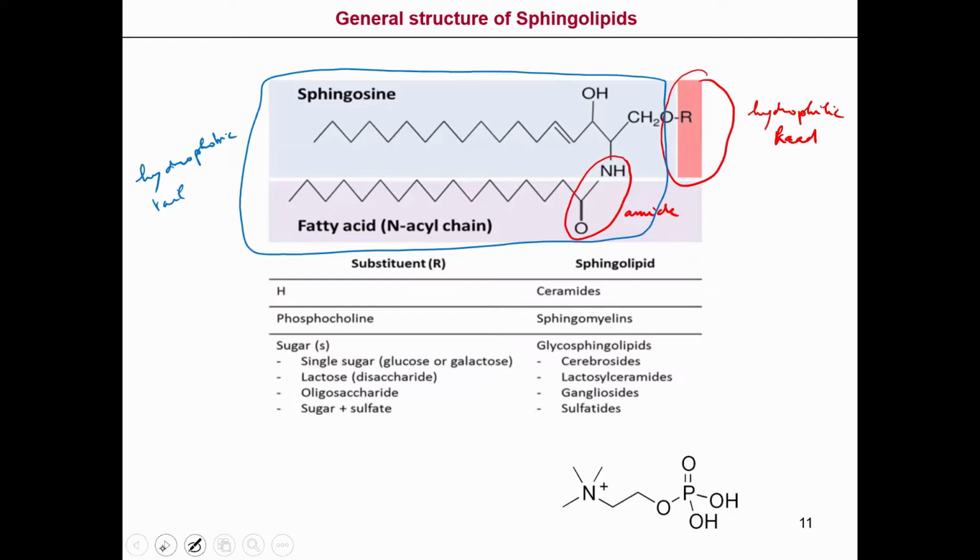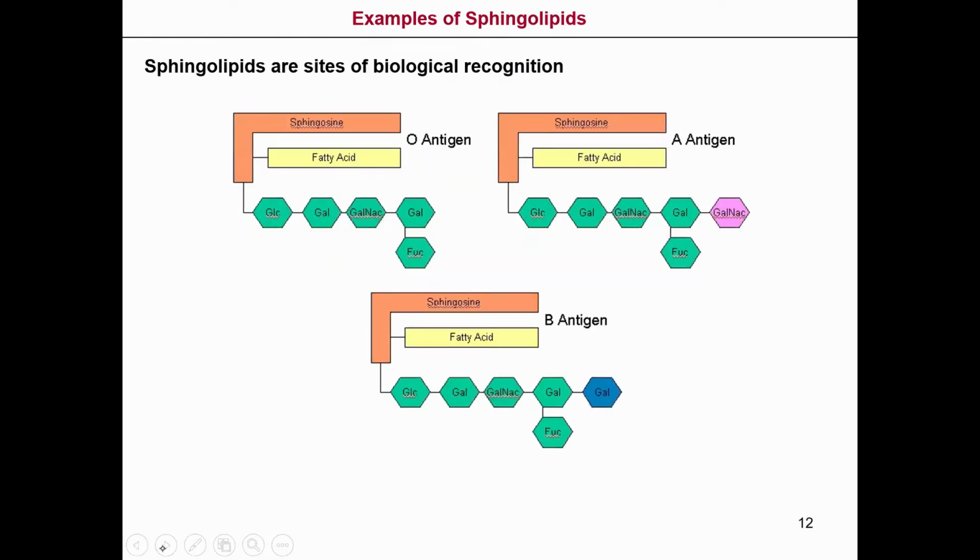Okay, one fact is that sphingolipids are sites of biological recognition on the cell. So for example, for the blood group, do you know what is your blood group? A, B, or O?